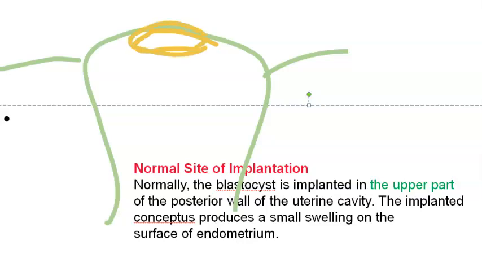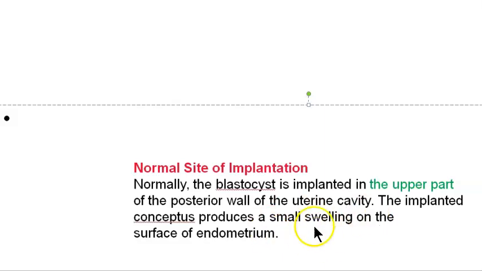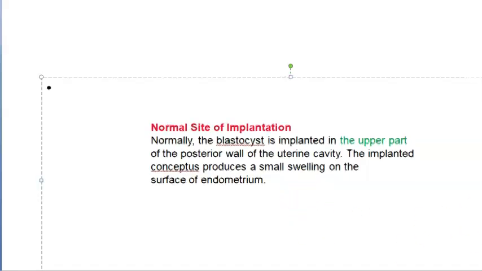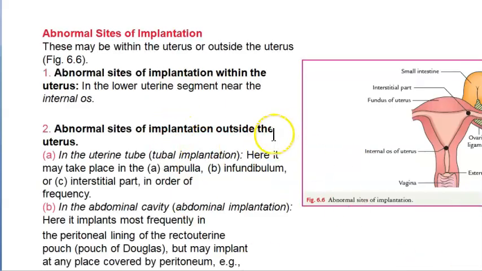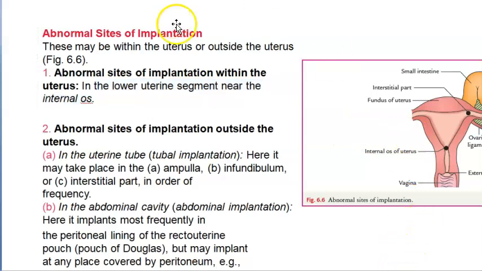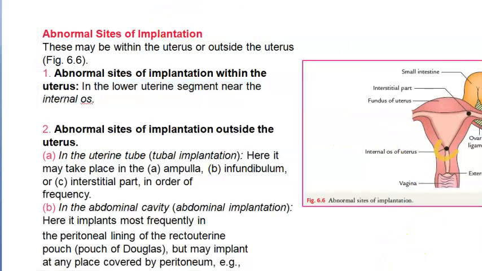When it goes inside the endometrium, on top you will just see a small swelling. It produces a small swelling on the endometrium, goes inside and implants. So that is normal. Now what is abnormal? Abnormal sites of implantation within the uterus are the lower uterine segments near the internal os. That means it is very near to the internal os. That is placenta previa it will become. So that is abnormal, number one.